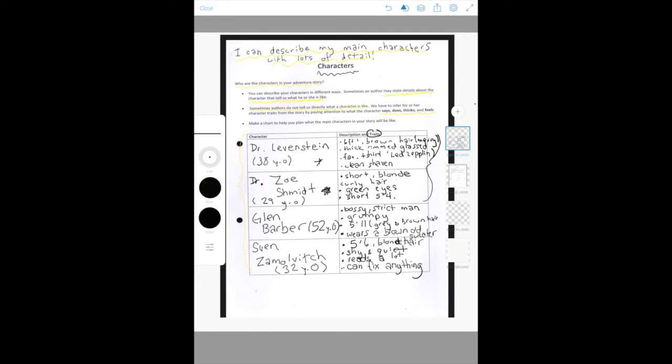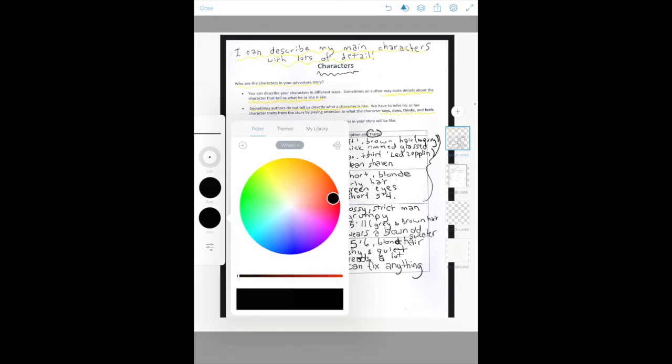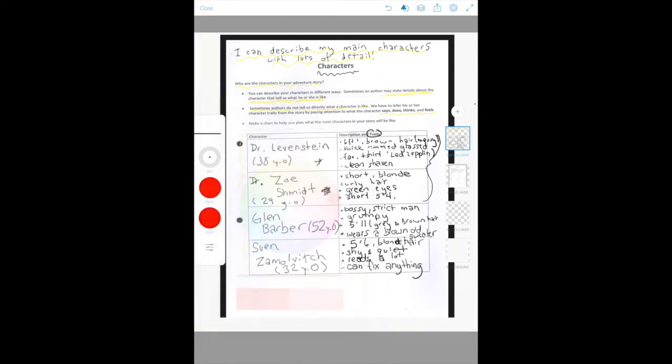If I want to go one step further, which of course I always do, the more detail the better, I'm going to write in their nationalities. So they're all in the space station. So Sven's from Russia. Glenn Barber is from the UK. You could even say where in the UK if you wanted. Dr. Zoe Schmidt is from the USA. And Dr. Levenstein is from Germany.